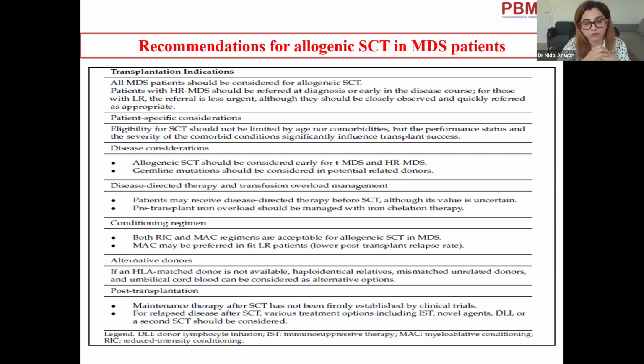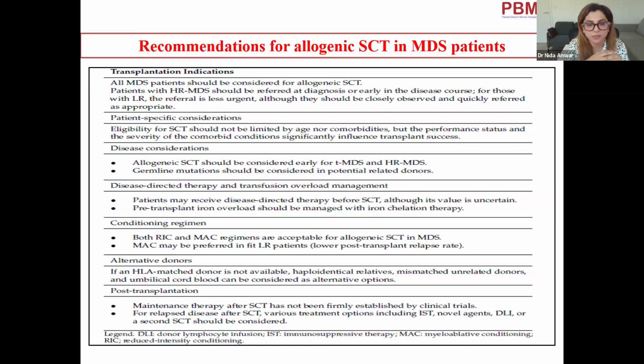And once again, another important aspect is that when you are considering potential related donors, germline mutations should be sought and considered. And this is especially pertinent in our part of the world because in Pakistan we don't have a robust donor registry. So we have family donors, and the potential donors are either the brothers or sisters or parents. So germline mutations should be screened.